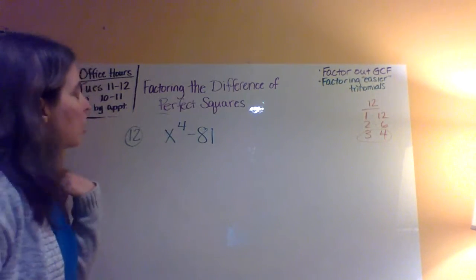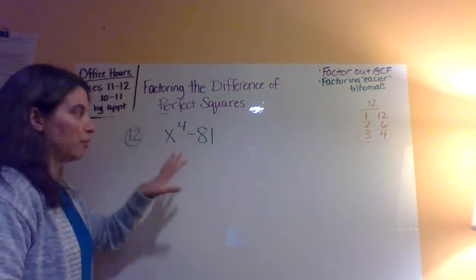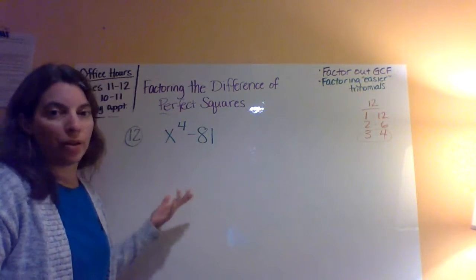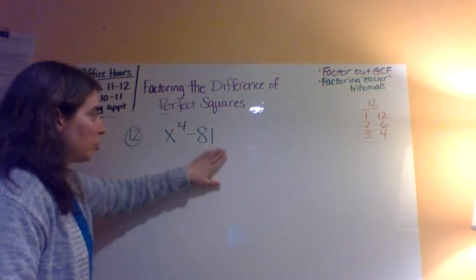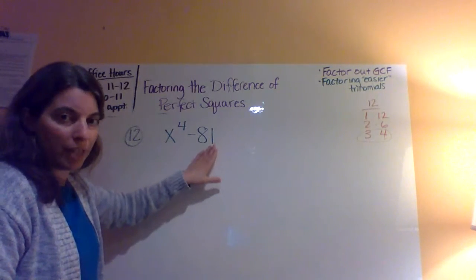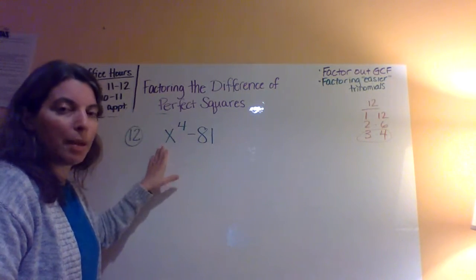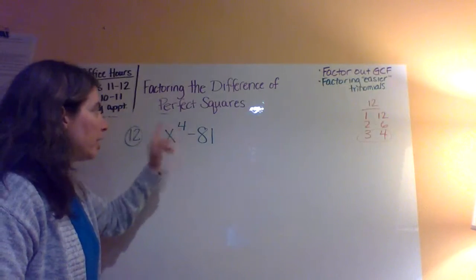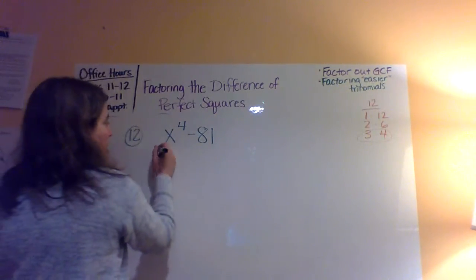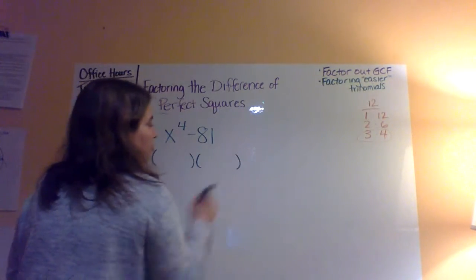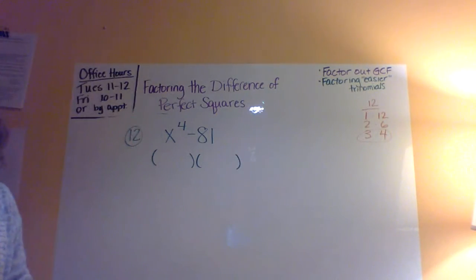I look at this and I think, okay, I have 2 terms, they're being subtracted, I want to look for a difference of perfect squares. And this, again, is the difference of perfect squares. We know 81 is a perfect square because 9 times 9 is 81. And remember that anytime my exponent is even, divisible by 2, that's going to be a perfect square. So I can factor it into 2 binomials.